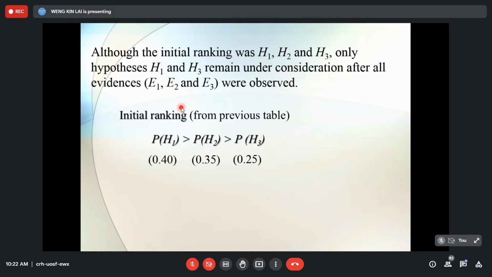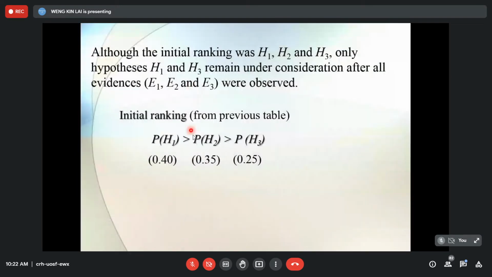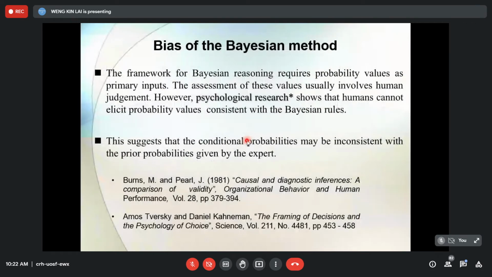Now, once you have all the new evidence coming in, your E1, E2, E3, you find that only hypotheses H1 and H2 remain. Because why? You can see this is actually 0, which means that it will not happen. Absolutely impossible, right? Zero. There's not even a slim chance, no chance at all that it will happen. So after that, only H1 and H2 remain. So this was the initial ranking. So it has changed now. What does it tell you? It tells you the Bayesian method has some bias. Let's look at it now in more detail.